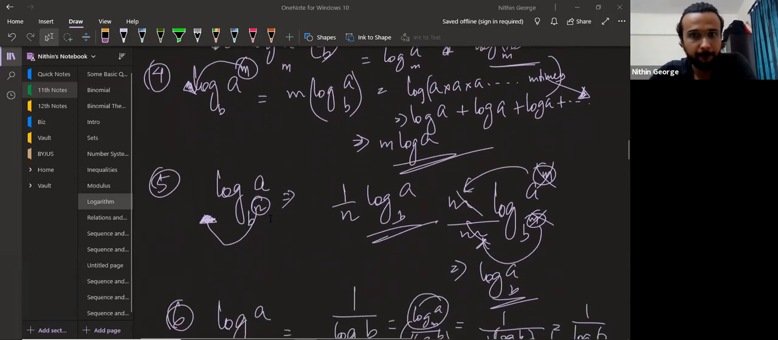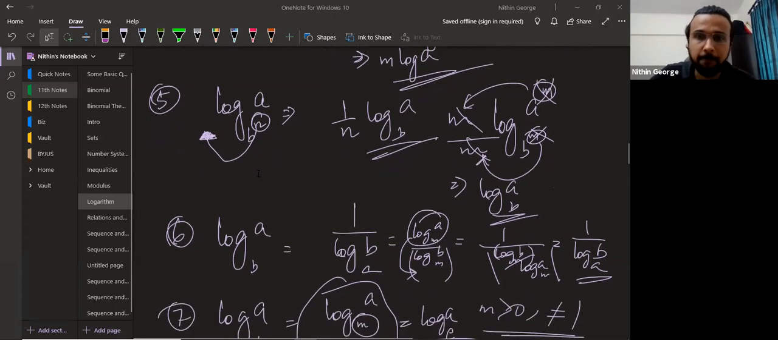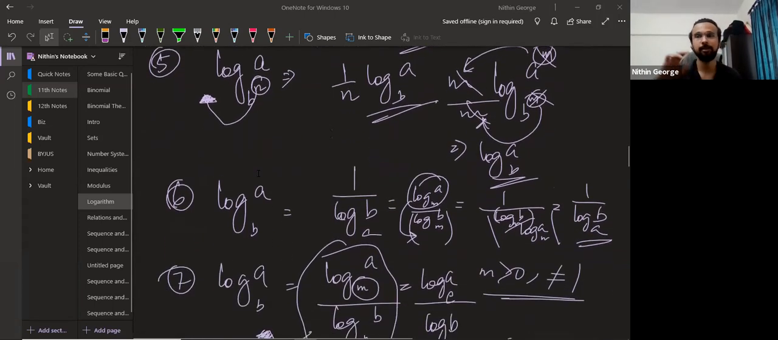So, log A to the base B power n. The power in the base can be taken out as the denominator. That's why I took 1 by n outside. All right, just notice that. Then log A to the base B, you can take the original part as the base and the base as the exponent part. So log A to the base B can be written as 1 by log B to the base A.